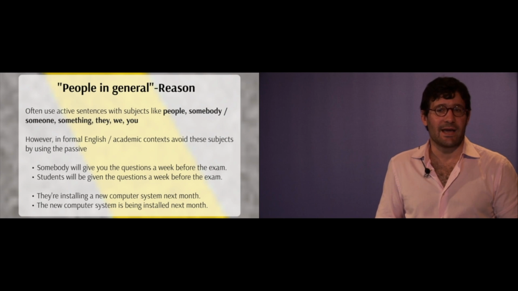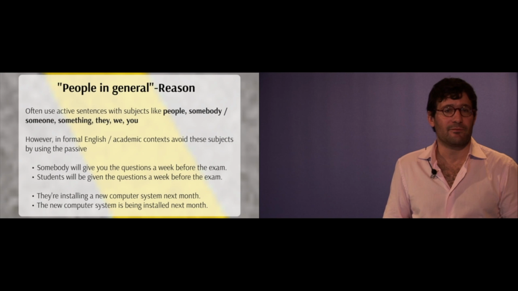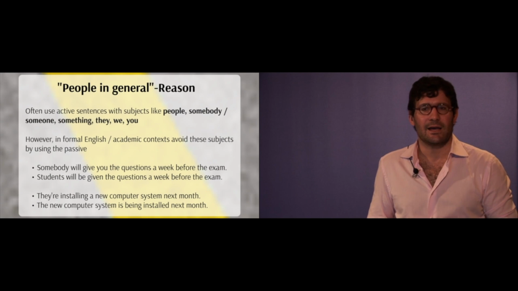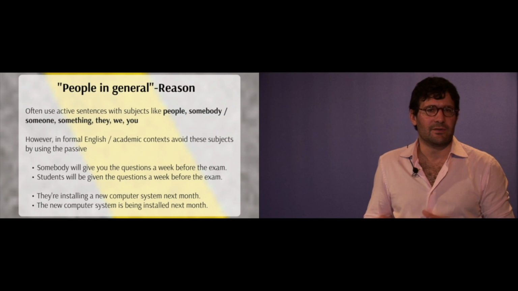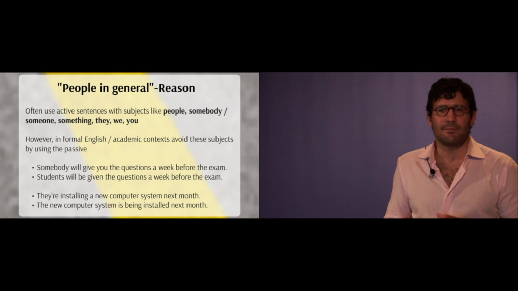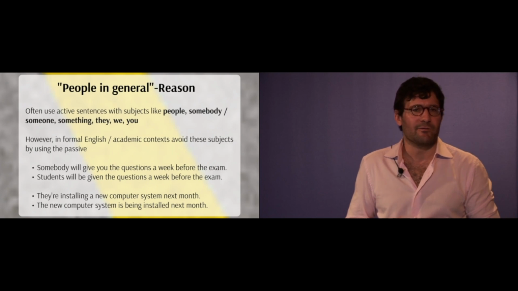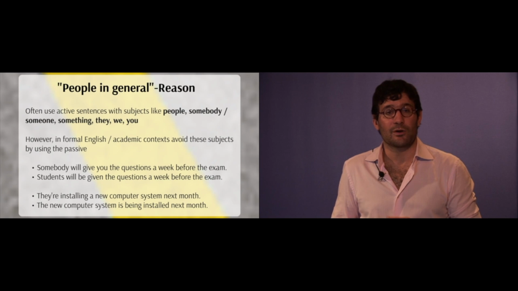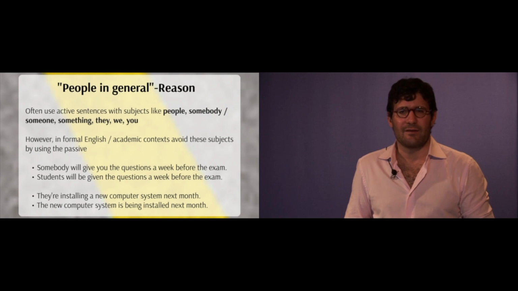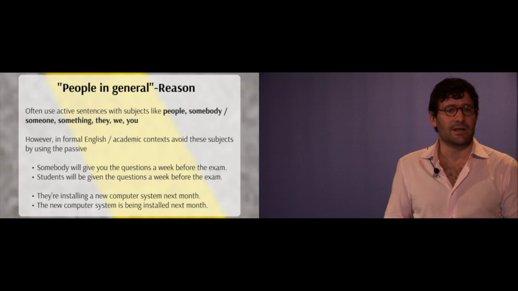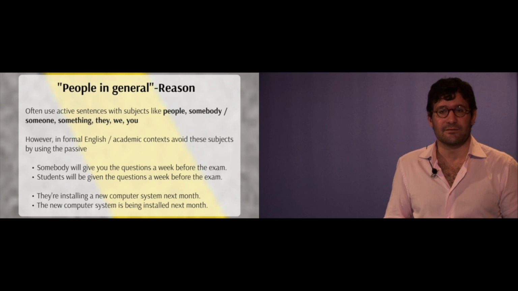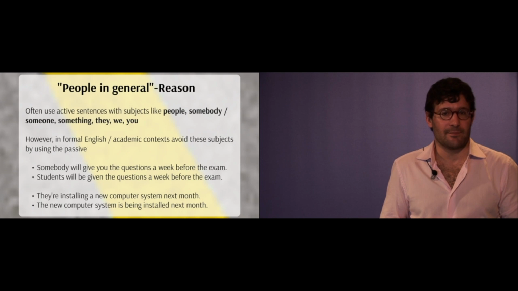So if we want to say, somebody will give you the questions a week before the exam. So let's say I'm standing in front of my class and I'm saying, listen guys, somebody, one of us teachers, or maybe the Prüfungsamt or something like that, somebody will give you the questions a week before the exam. However, if I want to write that on a piece of paper, I obviously want to avoid this idea of somebody, and I want to avoid the you. So how do I do that? I use a passive. Students will be given the questions a week before the exam.